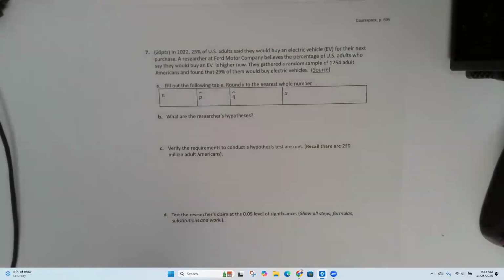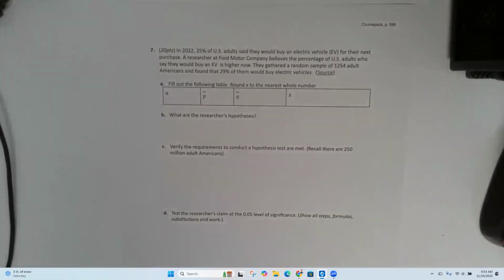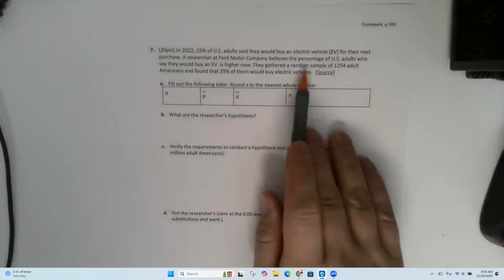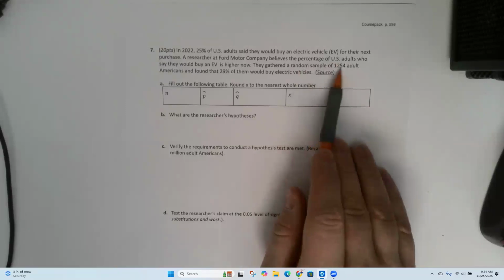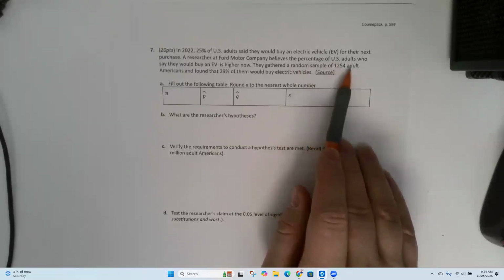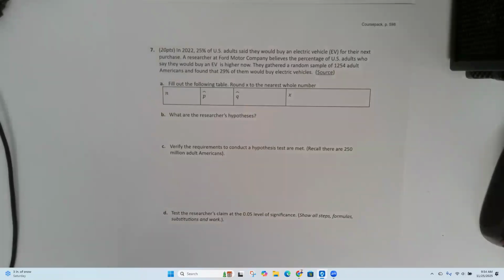And the reason why is because you took a random sample. You didn't test the entire population of all US adults. You tested 1,254 adults. Since it's a random sample, there is some chance that you ended up just picking a bunch of people who are very environmentally focused. And so there's a chance that this sample is not necessarily biased, but because it's random, it could end up being higher or lower than the true population proportion.